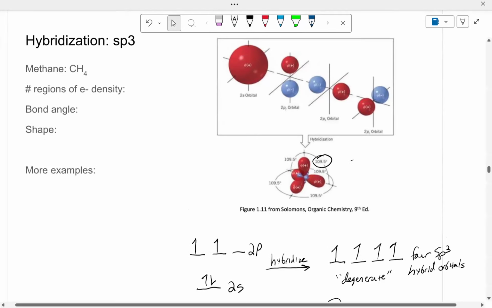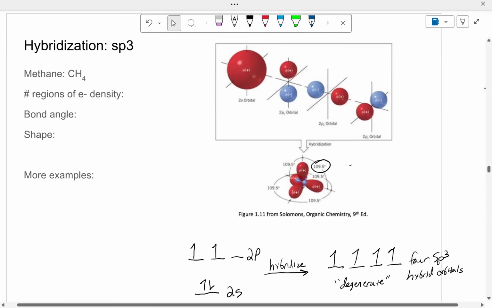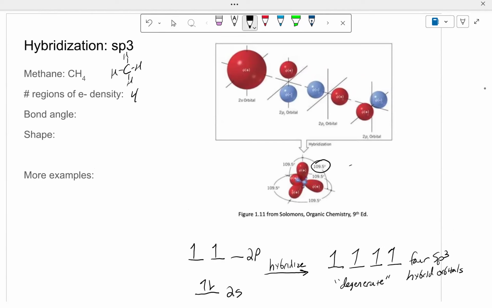So if an atom like methane has four regions of electron density, its bond angle will be around that 109, and its shape will be tetrahedral. Now, in our next lecture, I'll talk about what happens when there's lone pairs, because then it doesn't necessarily become a tetrahedral shape. It could be trigonal bipyramidal, or bent. I'll talk more about that in our next lecture.